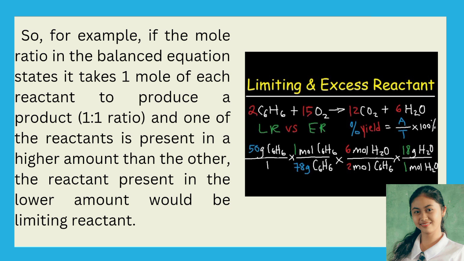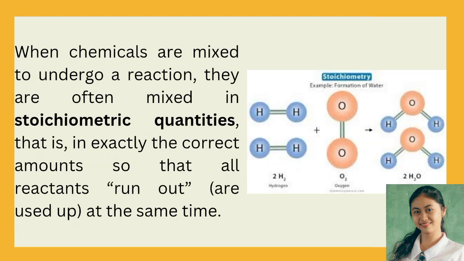An example reaction shown is 2C6H6 + 15O2 → 12CO2 + 6H2O, with calculations comparing limiting and excess reactants for different amounts of benzene. When chemicals are mixed to undergo a reaction, they are often mixed in stoichiometric quantities.